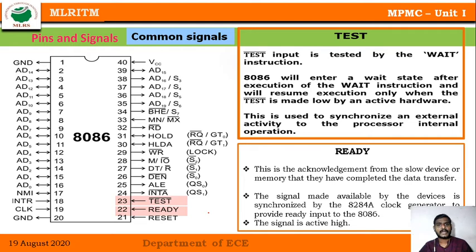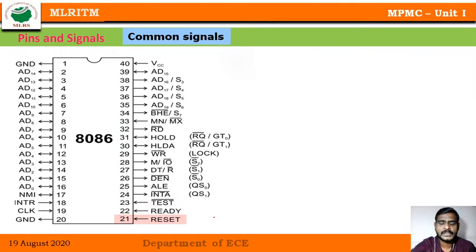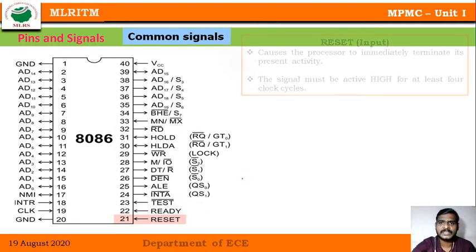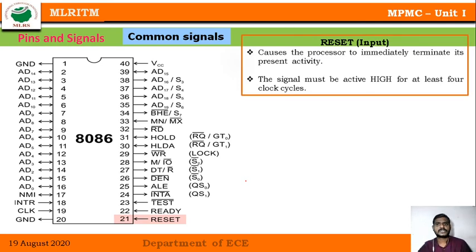Again, it is an active high signal, which means that whenever this signal goes high, it indicates that the corresponding operation is complete. So finally, pin number 21 is the RESET pin. It causes the processor to immediately terminate the present activity. The signal must be active high for at least 4 clock cycles.